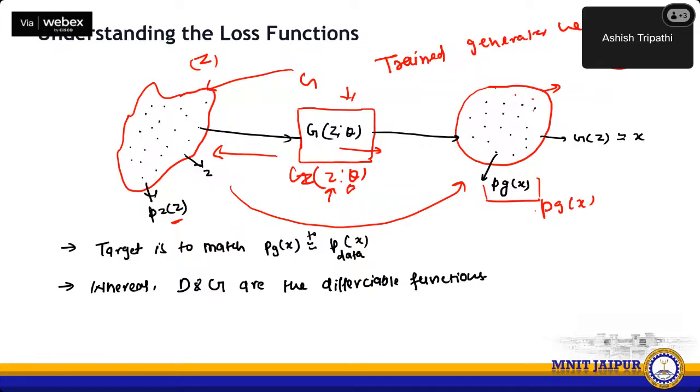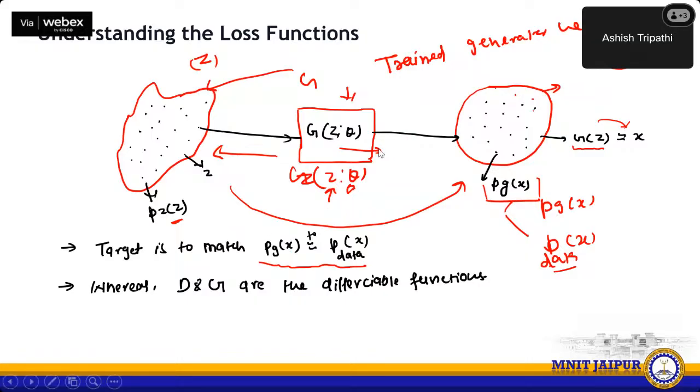Got it? And what is the original data distribution? Original data distribution is P data of X. So this is the original data distribution, and this is the data distribution which is being generated by the generator network. So my ultimate target is that the generated noise sample should be reshaped to this sample. That means PG of X should now be equivalent to this. This is my objective. This is my intention.